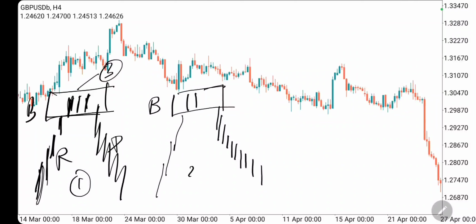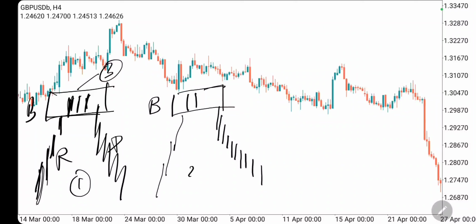For the demand zones, we have drop base rally demand zones. We also have rally base rally demand zones. These are the types of demand and supply zones we have, and I want to show you how they actually look.